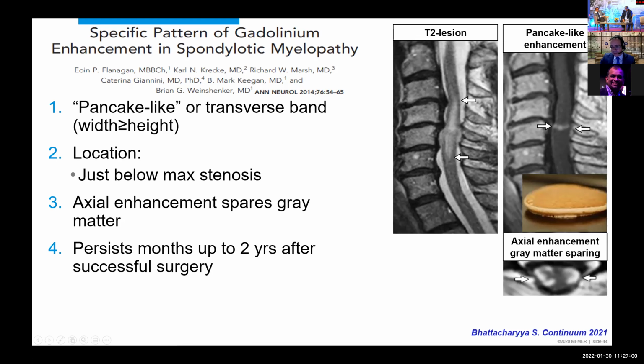And on the axial images, it tends to spare the central region. So it involves the white matter circumferentially. And it can even persist after surgery. We think it's related to breakdown of the blood-spinal cord barrier and can persist after surgery for many years. And sometimes that leads to confusion from our neurosurgeons. But if you see this pattern, think about it being caused by spondylosis, and they need surgery to fix their spine.